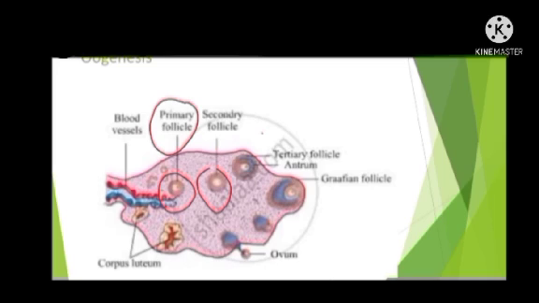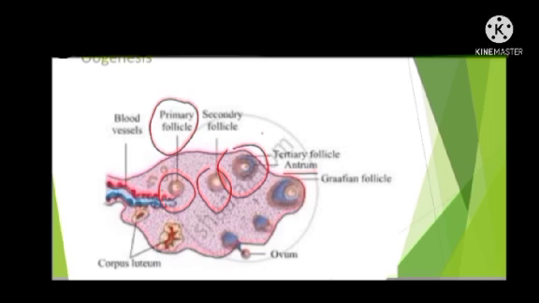Now this secondary follicle transforms into a tertiary follicle. Here you can see the tertiary follicle. So how is it converted into a tertiary follicle? A fluid filled cavity develops, and that fluid filled cavity is called the antrum. A fluid filled cavity called the antrum develops in the secondary follicle, so that it is transformed into the tertiary follicle.